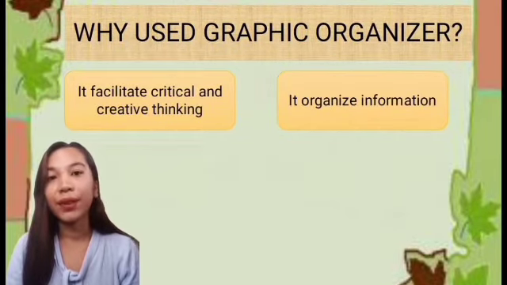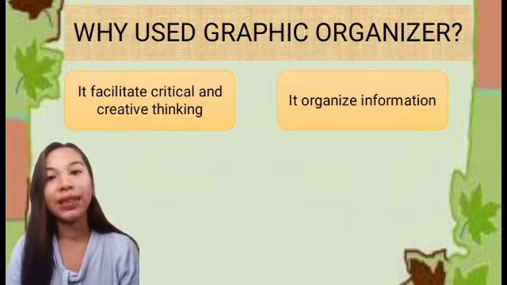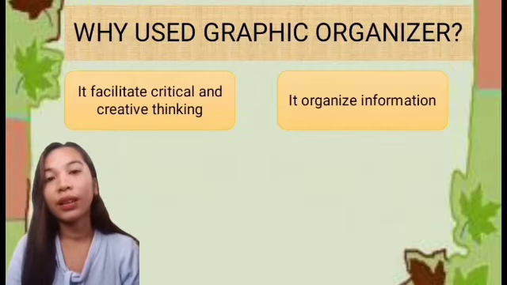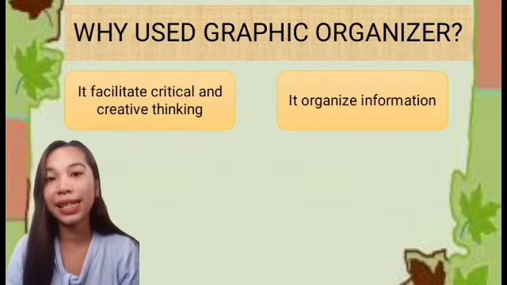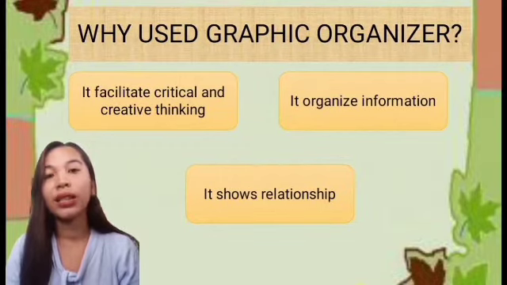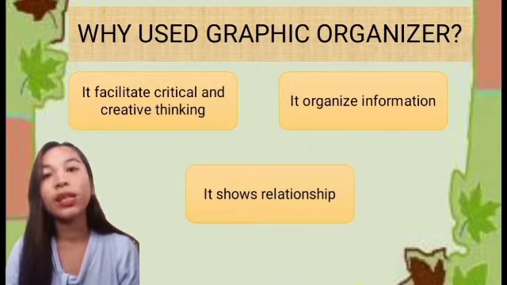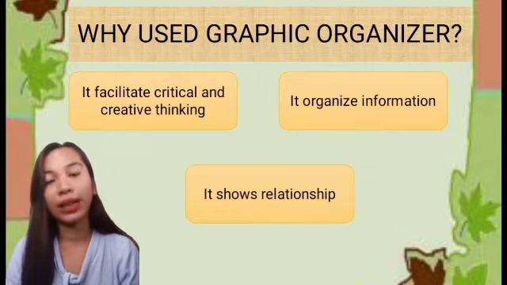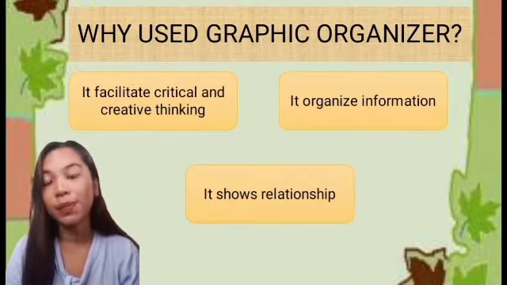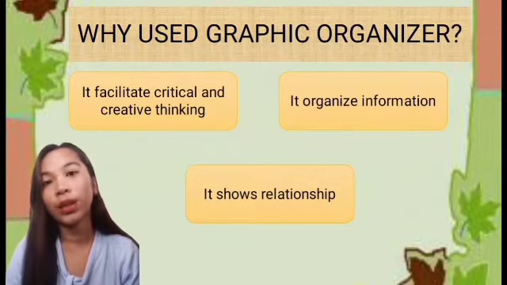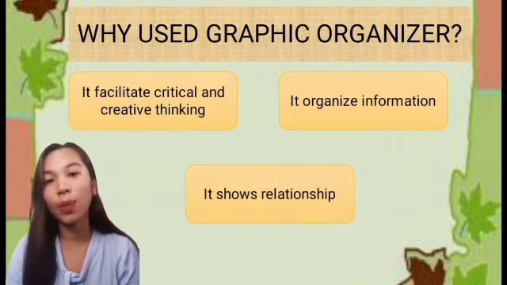It organizes information. The human mind is designed to store information using a series of networks. As we live day by day, we encounter various experiences which contribute to what we know. Graphic organizers give us the opportunity to organize and evaluate the existing and new knowledge that we encounter. It shows relationships, and a good example is the broad to specific relationship. It is sometimes called the part-whole relationship, which identifies the whole and its components.